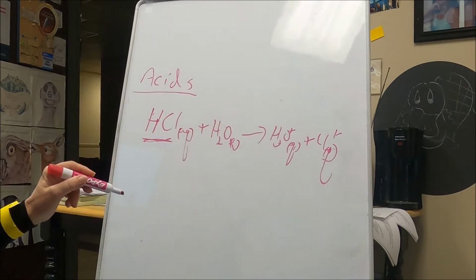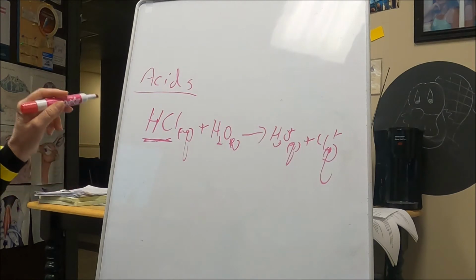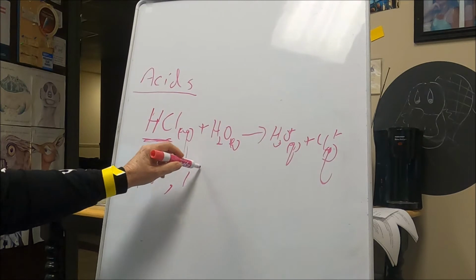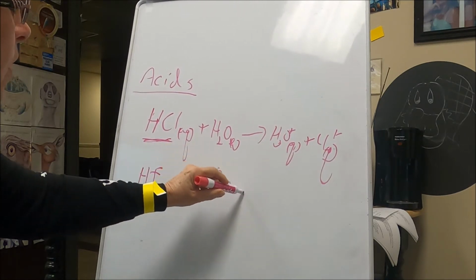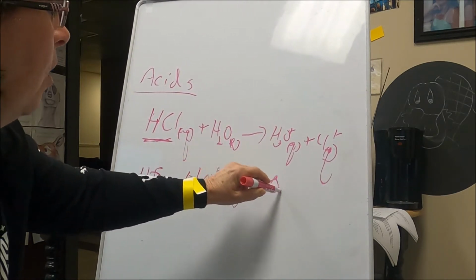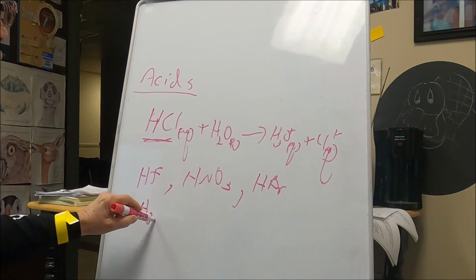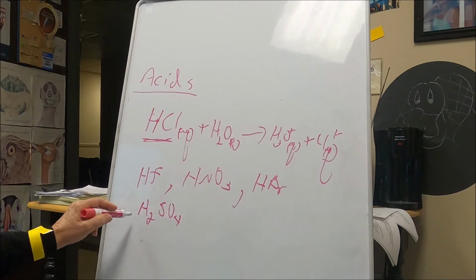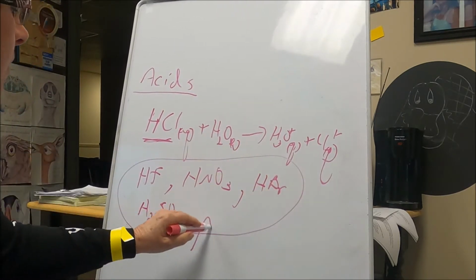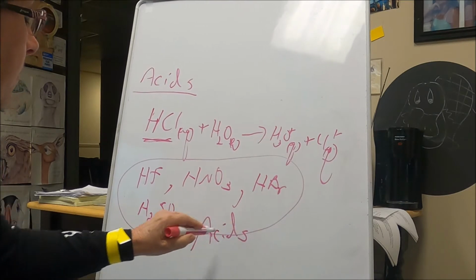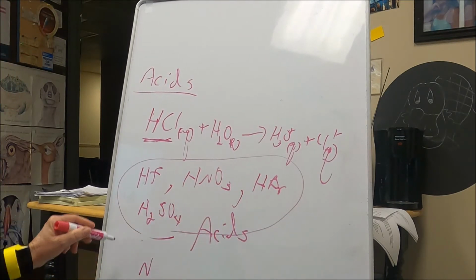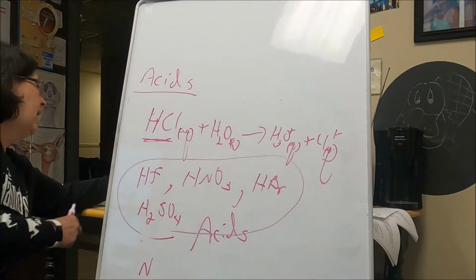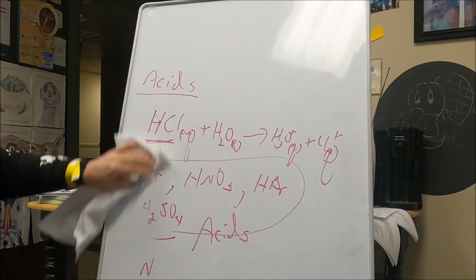Now, we're going to recognize acids because acids have hydrogen listed first in their formula. So HF, HNO3, HBr, H2SO4. These are all acids. Okay? Acids. If the hydrogen doesn't appear first in the formula of the compound, we don't have an acid.